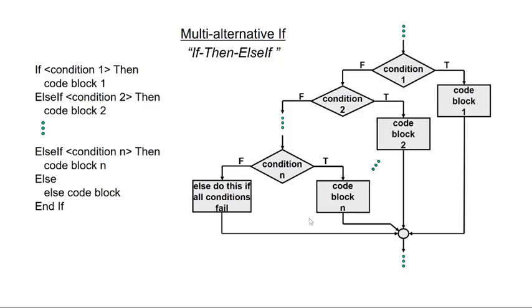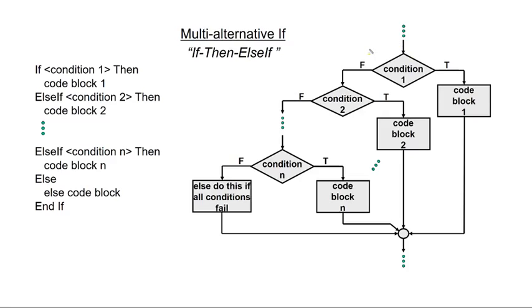All right, I'm going to talk about the third type of selection strategy in VBA, and it's the multi-alternative. It's basically your if-then, but it's got an else-if, which means that you can do multiple conditional statements within the same if statement. So the flowchart looks like this.